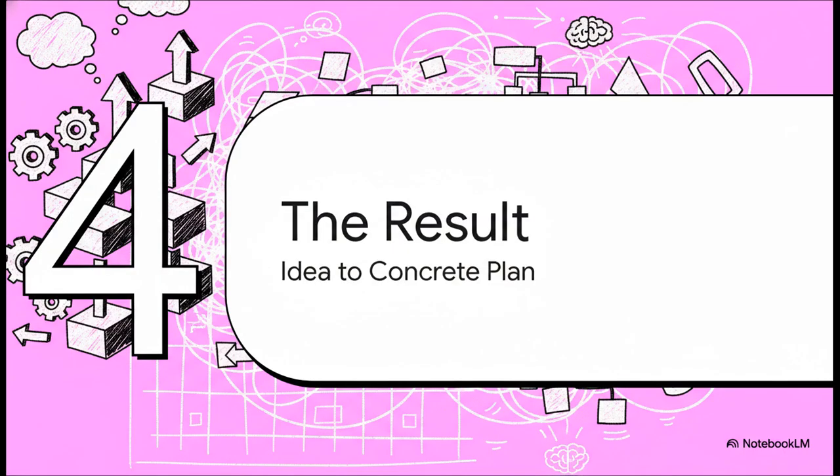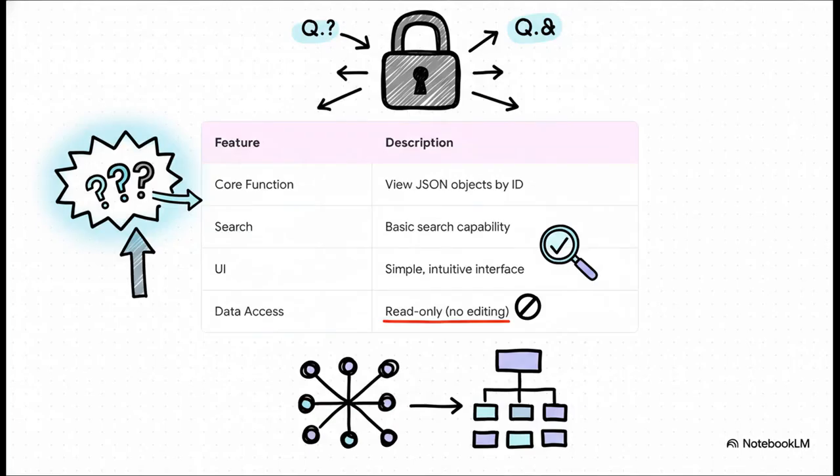So, after all that questioning, what was the actual result? Was it just a waste of time? Not at all. This process didn't just create a conversation, it produced a concrete, totally actionable plan. It produced this, a clear, concise, and agreed-upon set of requirements for the first version of the app. All that ambiguity? Gone. And notice how it locked in that V1 is read-only. That was a crucial decision that came directly out of that Q&A process.